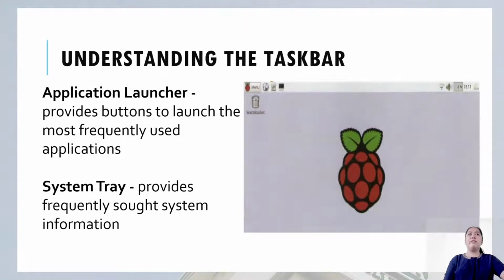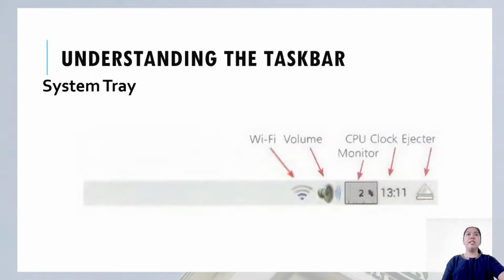Raspbian provides a default taskbar containing an application launcher, which provides buttons to launch the most frequently used applications, and a system tray that provides frequently sought system information. The system tray contains these 5 default items.